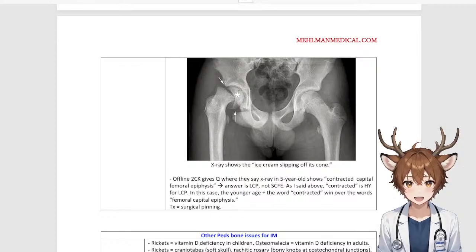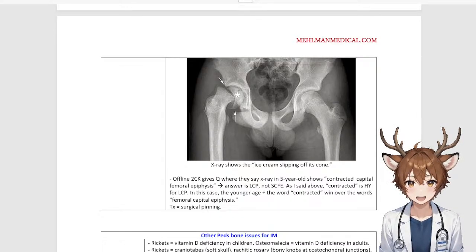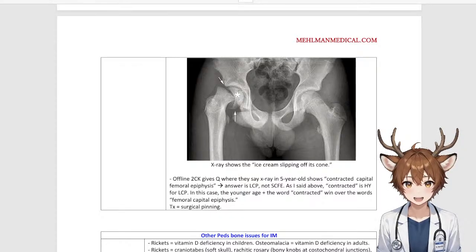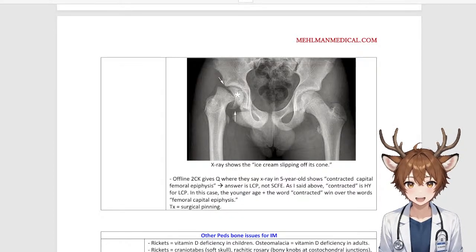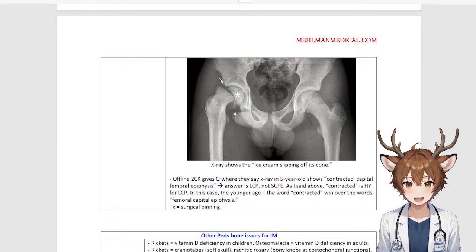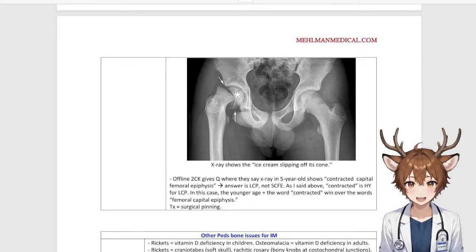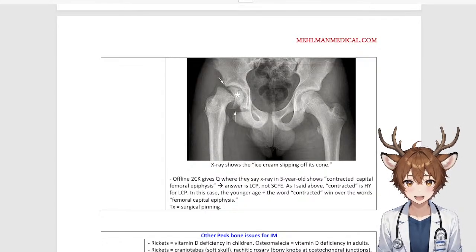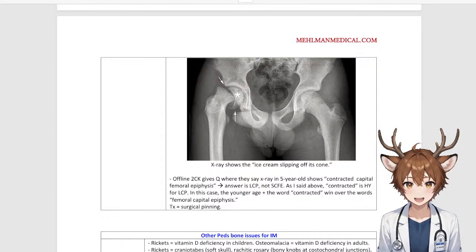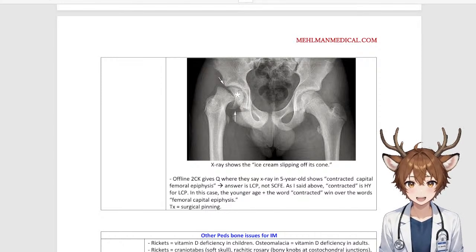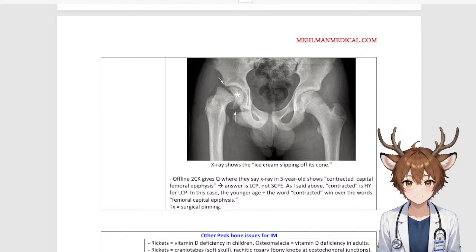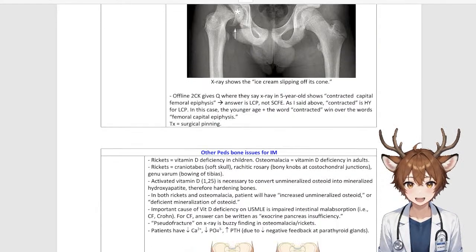So anyway, if it's a 5-year-old who has a contracted capital femoral epiphysis, start thinking Legg-Calvé-Perthes disease, not SCFE. Again, it's age dependent. As I said before, contracted is high yield for LCP. In this case, though, the younger age plus the word contracted wins over words. Slipped capital femoral epiphysis treatment would be surgical pinning. So if you have actual SCFE, do surgical pinning. It wants to slip off, pin it down surgically.